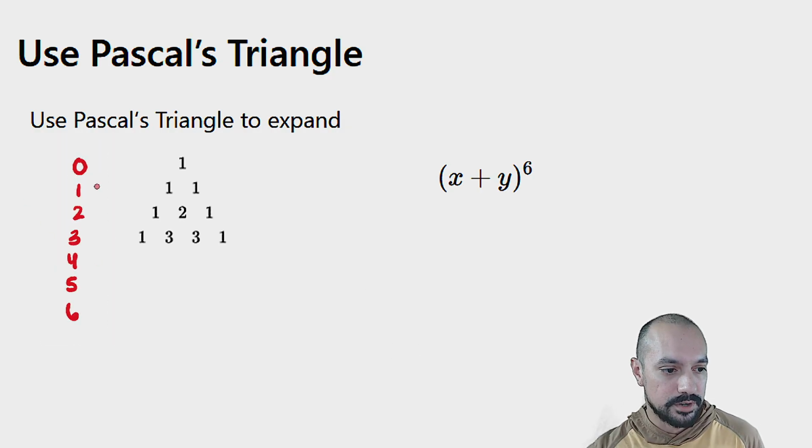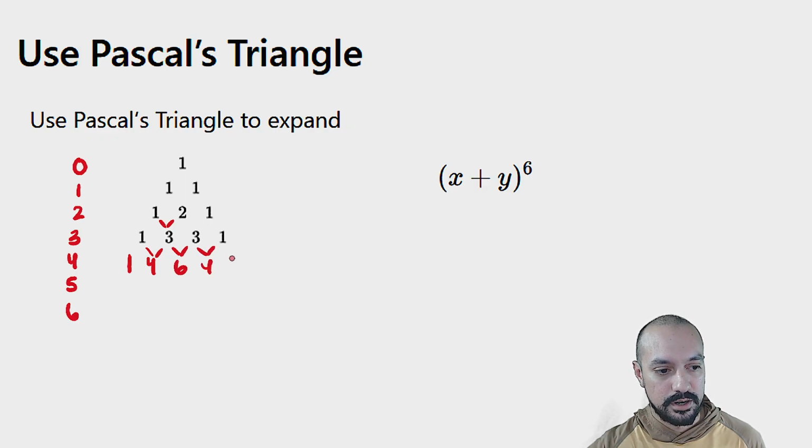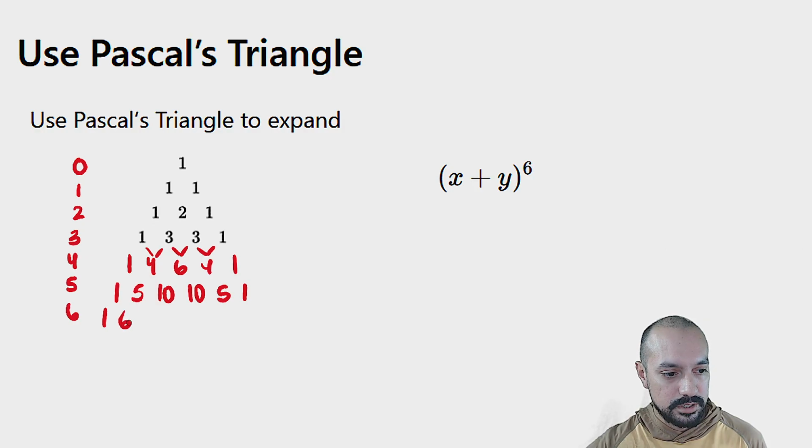So the way we get the triangle is by adding these two values, and they make the value right below them. And we're always going to have 1 on the outside. So if I add 1 and 3, I get 4. If I add 3 and 3, I get 6. 3 and 1, I get 4. And then another 1 on the outside. And we just continue that pattern. 1, 5, 10, 10, 5, 1.